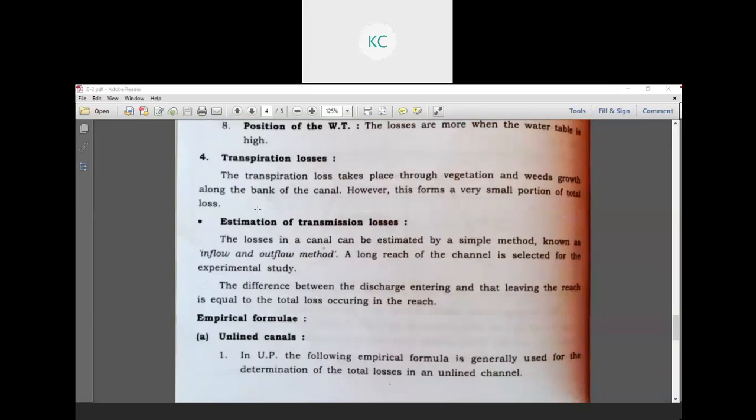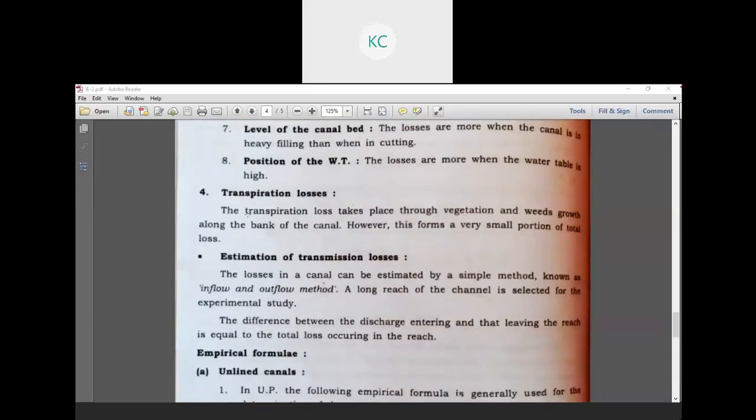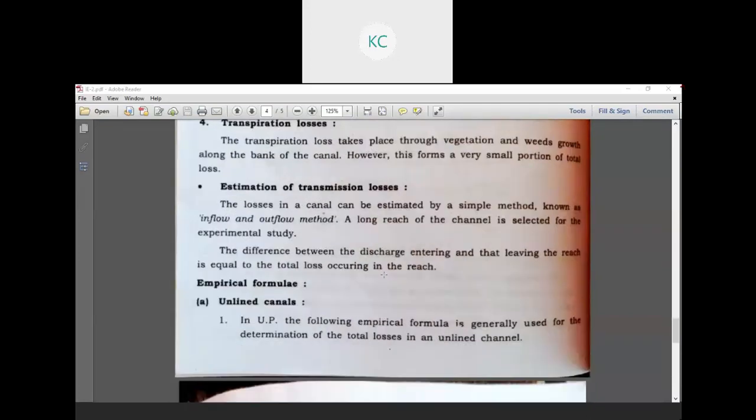Next is transpiration losses. Transpiration losses take place through vegetation and weed growth along the bank of the canal. However, this forms a very small portion of the total losses. So, estimation of the transmission losses: the loss in a canal can be estimated by a simple method known as the inflow and outflow method.